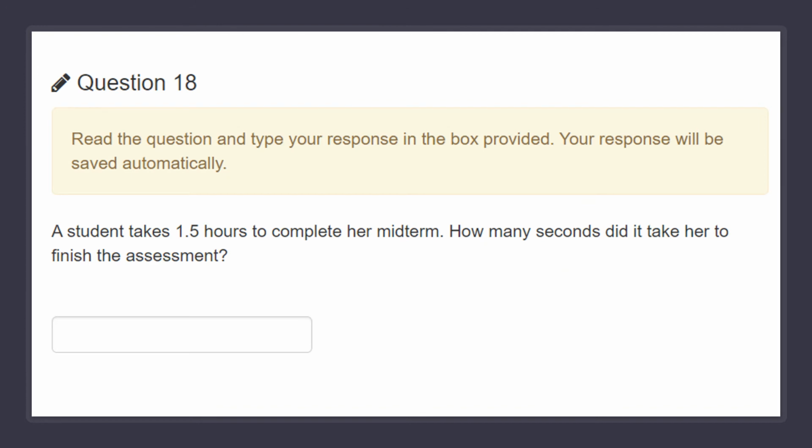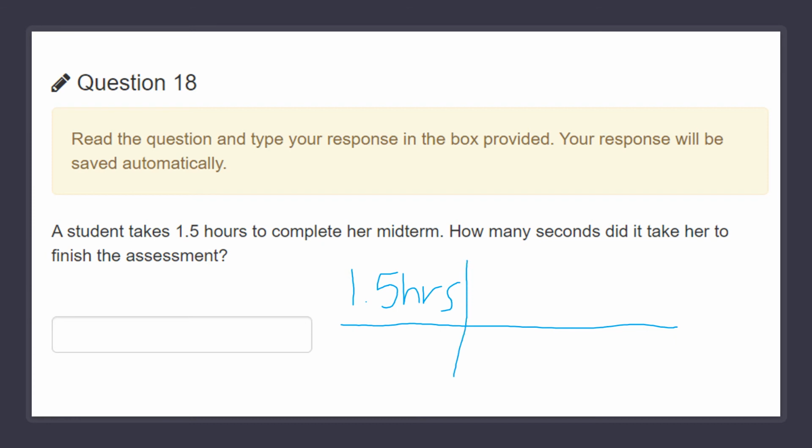For 18, a student takes 1.5 hours to complete her midterm. How many seconds did it take her to finish the assessment? All right, so we are converting from one unit to another, and there are different ways to do it, but I'm going to show you the actual conversion method. So we're going to start with the 1.5 hours, and we're asked for seconds, so we need to go from hours to seconds.